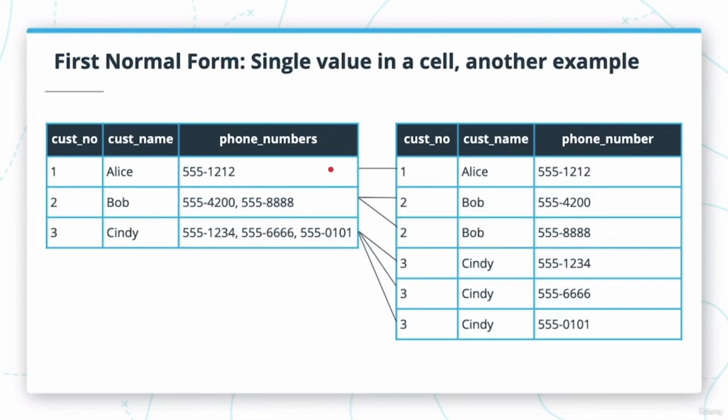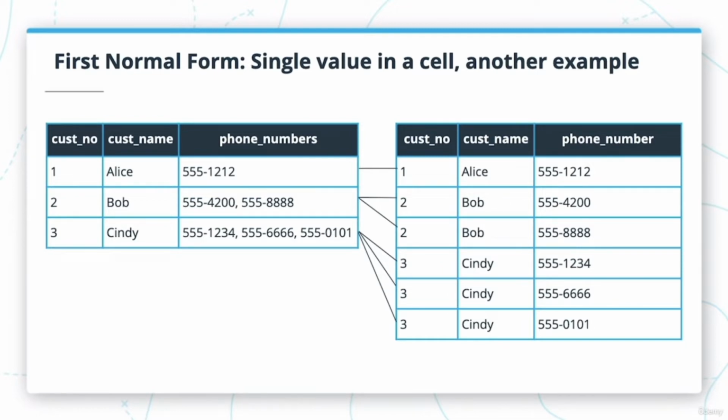You notice that Alice has one phone number. So in the new data set, Alice still only has one row associated to her. Where Bob had two phone numbers, there are actually now two rows associated with Bob. And where Cindy had three phone numbers, there are now three rows associated with that. So in this example, we've actually obeyed the single value in a cell rule of first normal form by splitting up the data vertically and adding more rows. You may also notice that we've created some duplications in this case, but in further videos, we're going to see how to fix those. So don't worry about that right now.